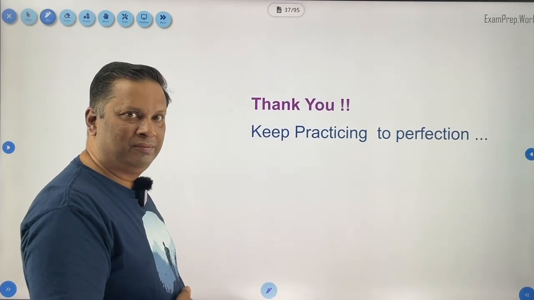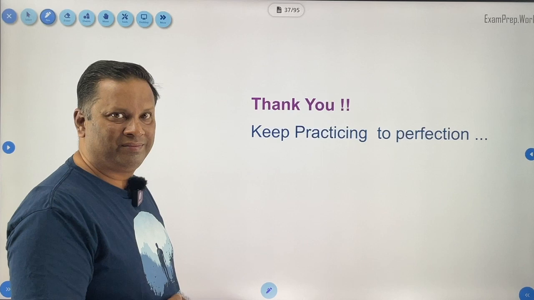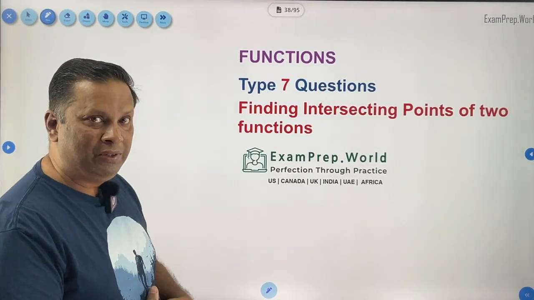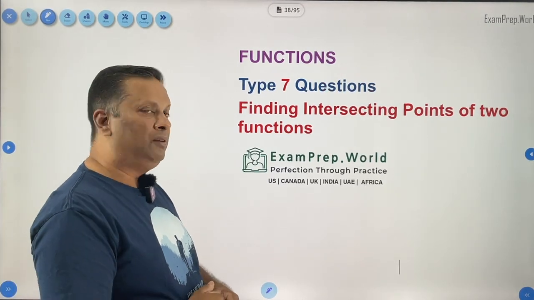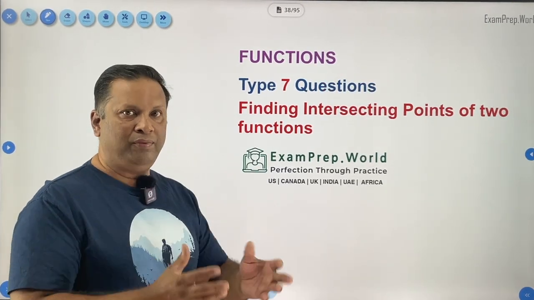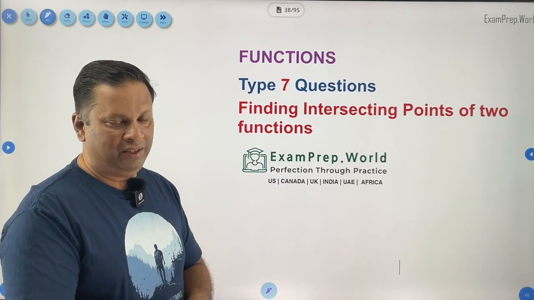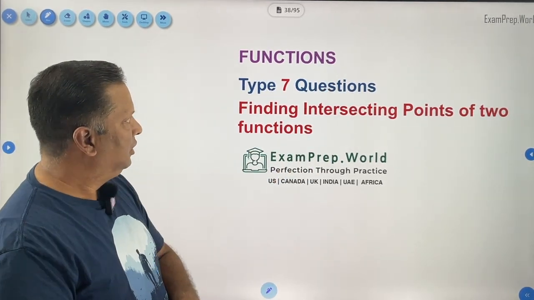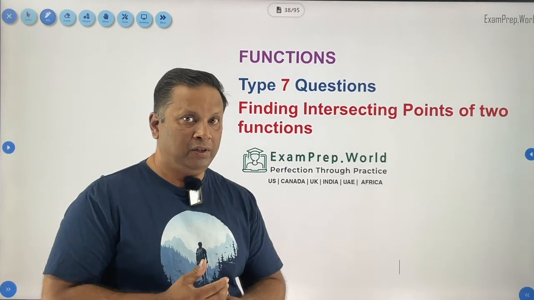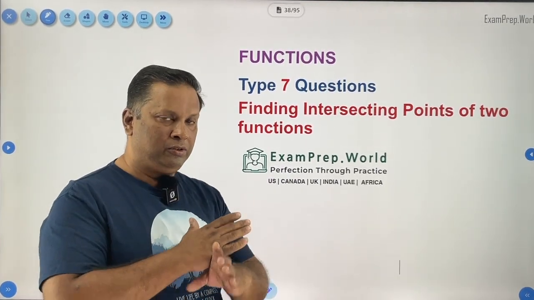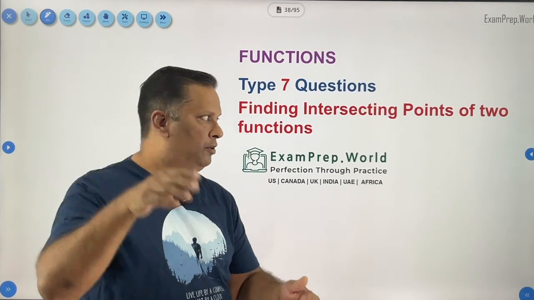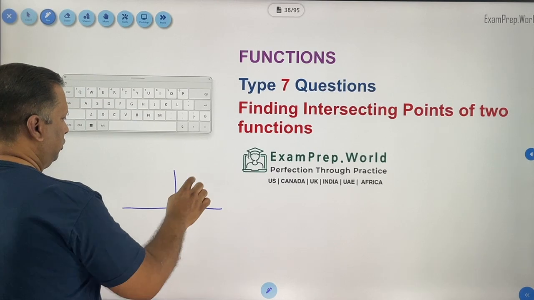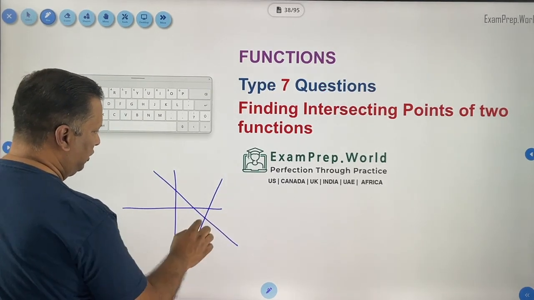Let's go ahead for the next one. Now, type 7 questions of functions. Here, this is interesting and this type definitely comes in your reassessment in grade 10, MYP 5. You have to find the point of intersection of two given functions. Functions can be linear, two linears, like straight line, a quadratic and a linear, right? What you have to do is, you have a function like this, right? You have one of the functions like this, one of the function like this. You have to find this point.